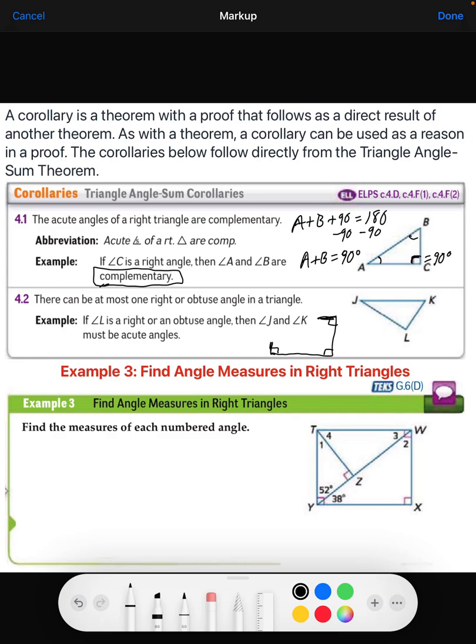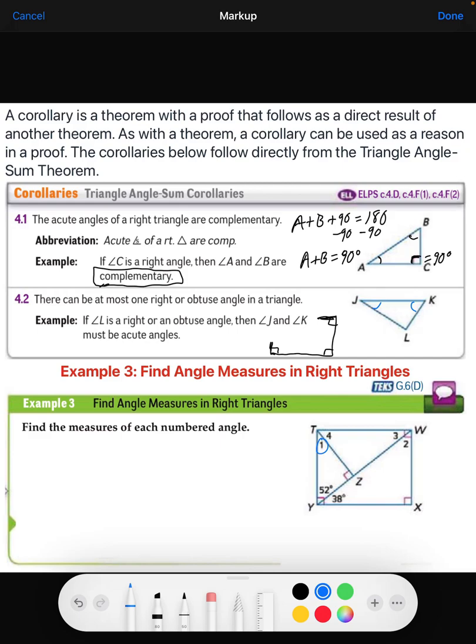So in our example here, if L is a right or obtuse angle, then J and K, our other angles, must be acute angles. Let's take a look at an example. Find angle measures in right triangles. Let's find the measures of each numbered angle. Let's start by finding angle 1.